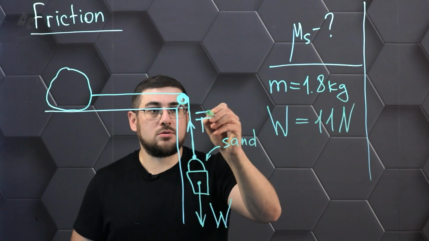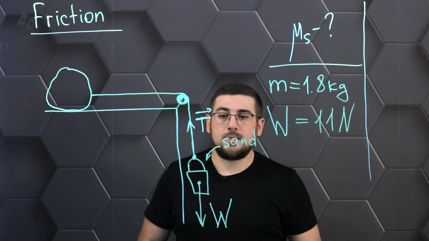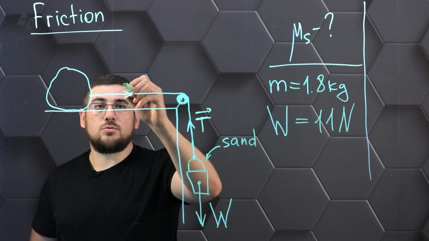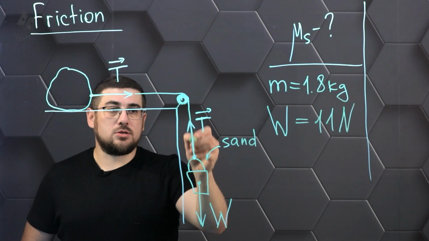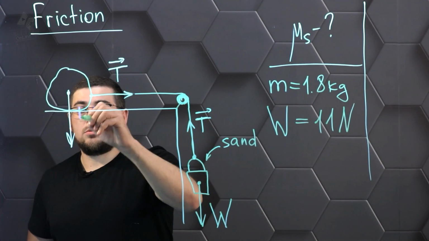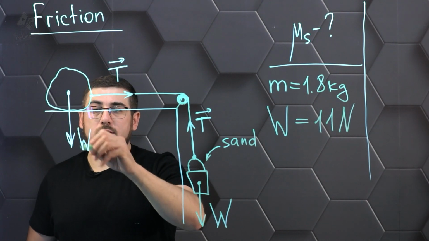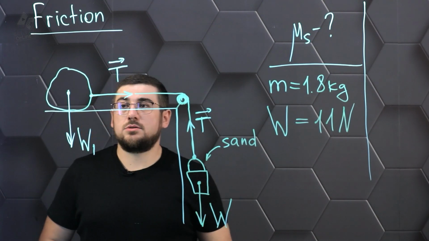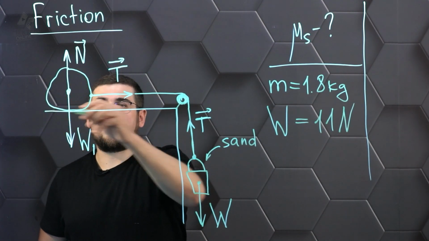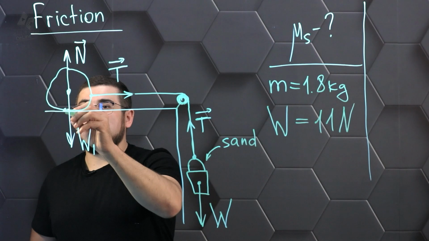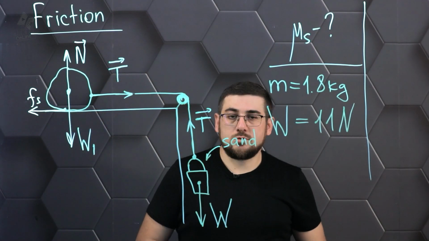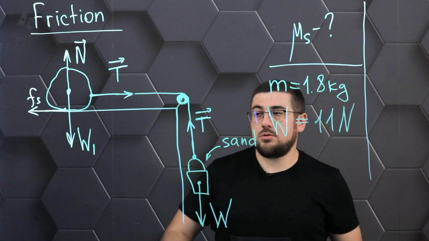As far as this lantern is concerned, it is being pulled forward by the same tension, because we are talking about the same thread. Naturally, the weight of this lantern acts; let's designate it as weight number 1. The reaction force of the support from the surface will act, and the force of static friction. So in this case, we're looking at the extreme transition from rest to sliding.